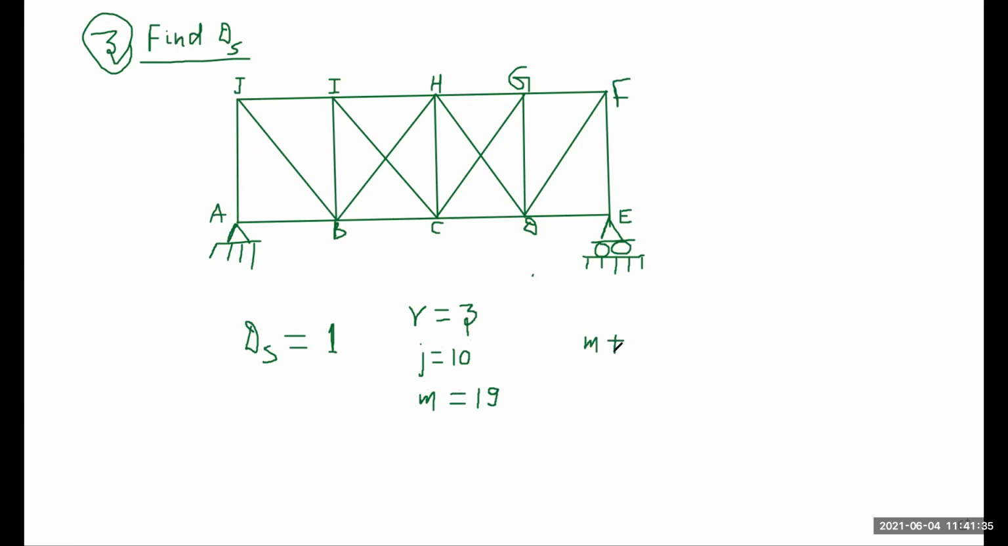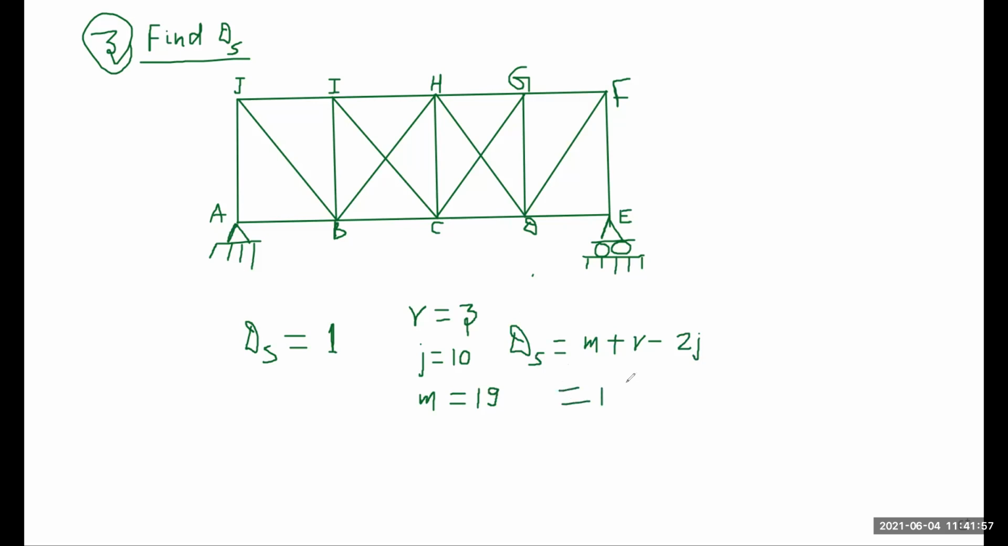Minus 2J. M plus R minus 2J. You use the simple formula of DS which I discussed earlier. So DS is equal to M plus R minus 2J. Okay, then what? I put M is equal to 19 here.